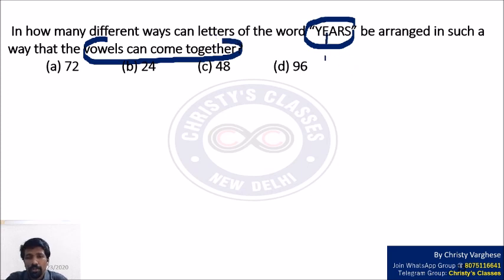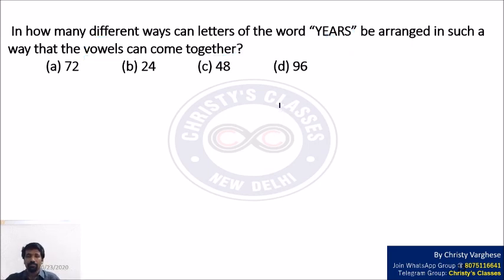Vowels coming together means, you know, the vowels here are E and A. A, E, I, O, U are the vowels. So E and A coming together means E and A are considered a single letter, as a group. That is the simplest understanding.